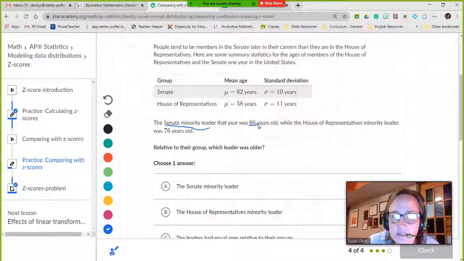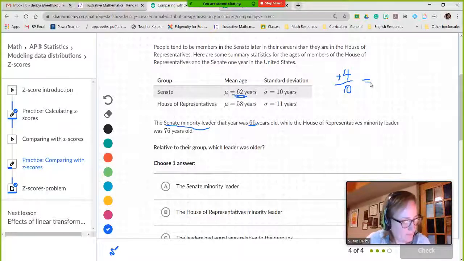So let's think first about this Senate minority leader. This person is 66 years old. According to the Senate age, that means they are 4 years higher than the mean. Okay? 4 years higher than the mean in the Senate. And if I were to divide that by the standard deviation of 10, this tells me that I have a z-score of positive 0.4. Okay, so this person is older than their average for their group.